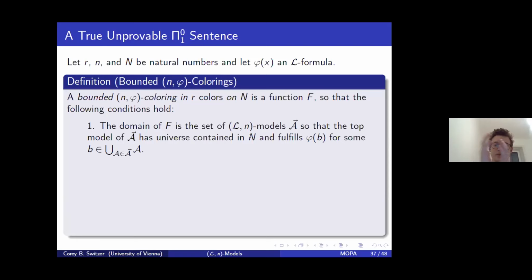Everything is kind of coded into a subset of N. And it fulfills phi of b for some b in the sequence. You can think of it as kind of like an L_N model version of an elementary class. If phi says that it's a group, then you look at all of the L_N sequences of groups, bounded by some size. If phi says that it satisfies a certain theory of arithmetic, same thing. Some sort of axiomatizable, whatever that means in the context of fulfillment, collection of models, sequences of models.